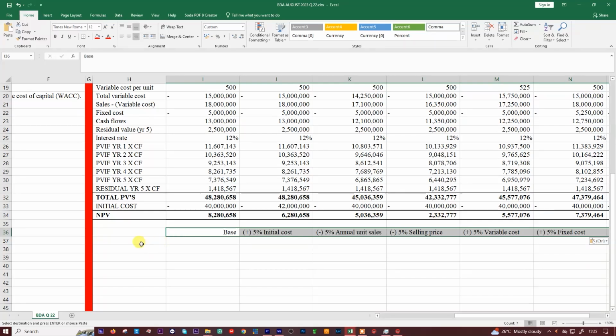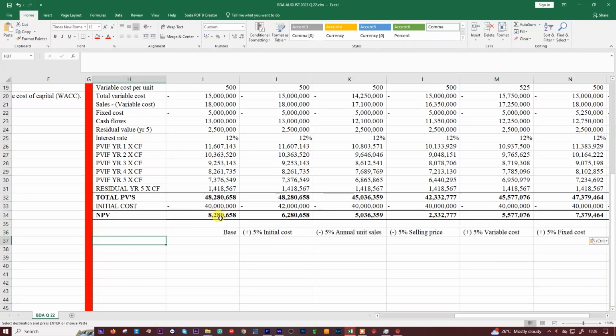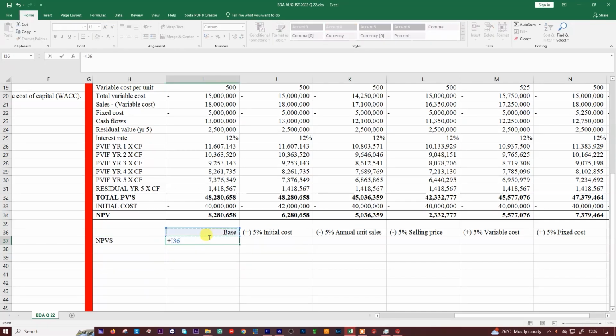Then we have the NPVs down here, because we have the NPVs given to us over here, the net present values. NPVs. So just pick those ones. Then once you pick one, then you just drag it.